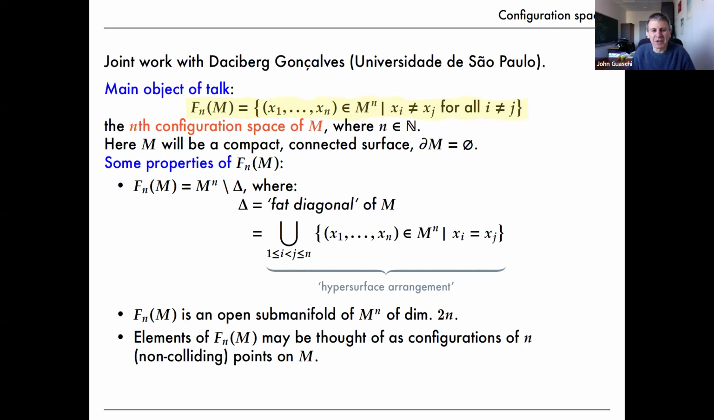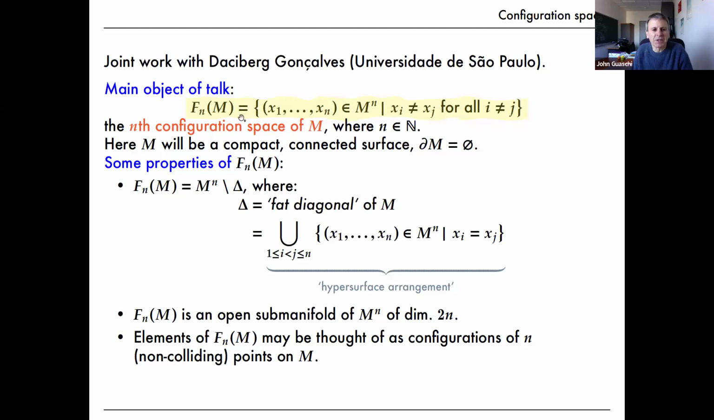I have to apologize in advance that there's not going to be any knots, but there will certainly be lots of braids. So obviously interconnected, and there's some low dimensional topology as well. The basic object that we're interested in is the configuration space of M. Here in this talk, M will be a compact connected surface without boundary, but in theory, at least for the basic definitions, you could take M to be any topological space.